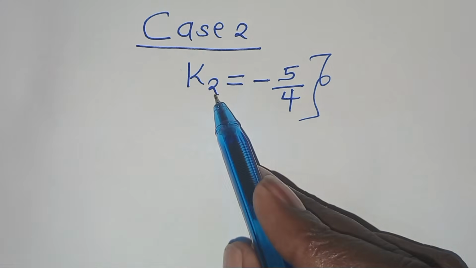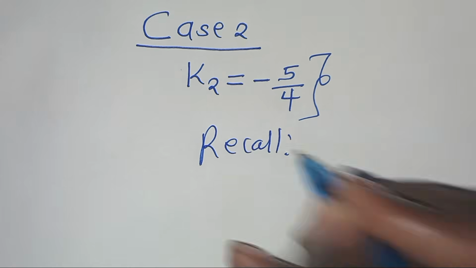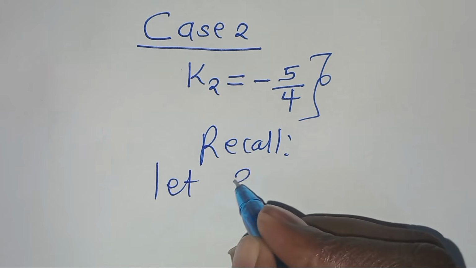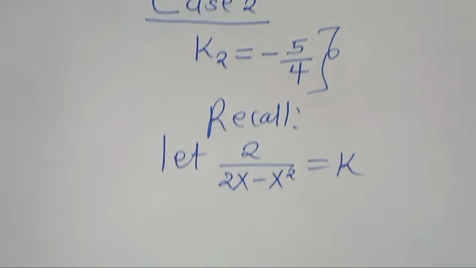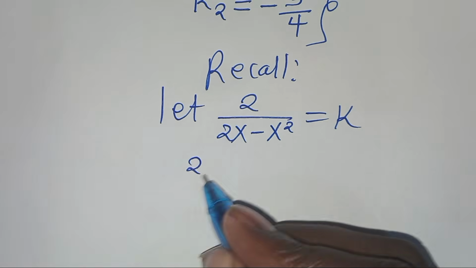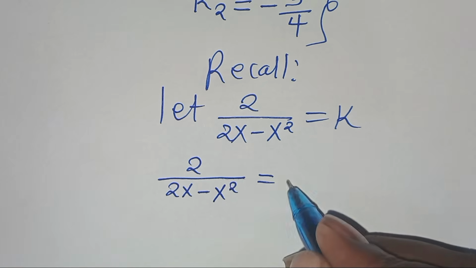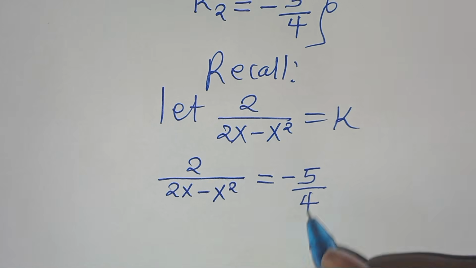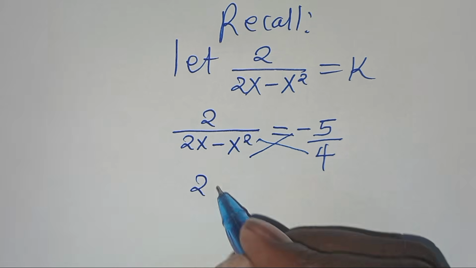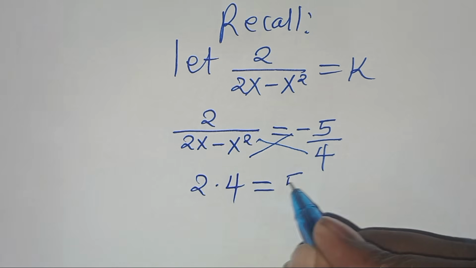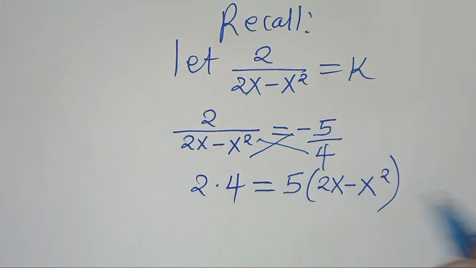Now in case 2, we have k2, which is minus 5 over 4. And if you recall, we let 2 over 2x minus x to the power of 2 be the same thing as k. So this means this is 2 over 2x minus x to the power of 2. This is equal to negative 5 over 4. The next step is to cross multiply here. So we have 2 multiplying by 4. This is equal to 5 multiplying by 2x minus x to the power of 2.